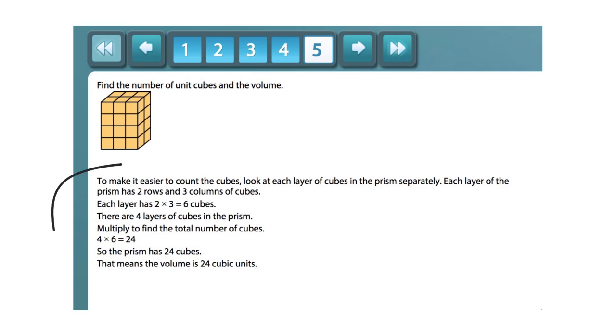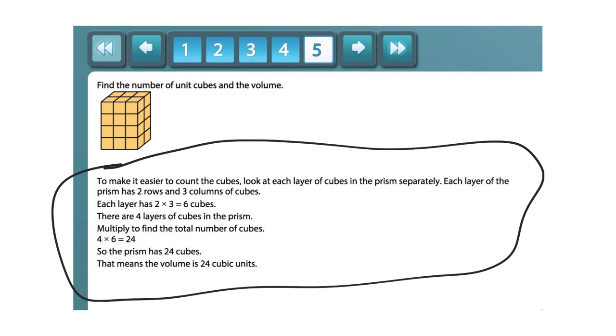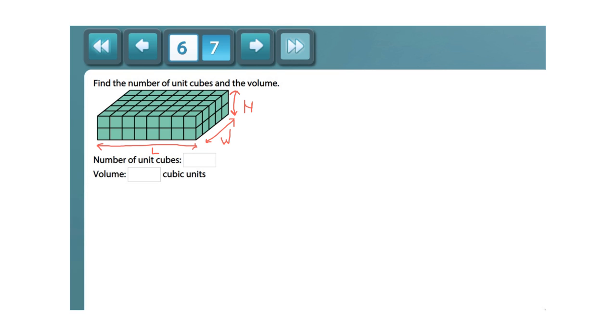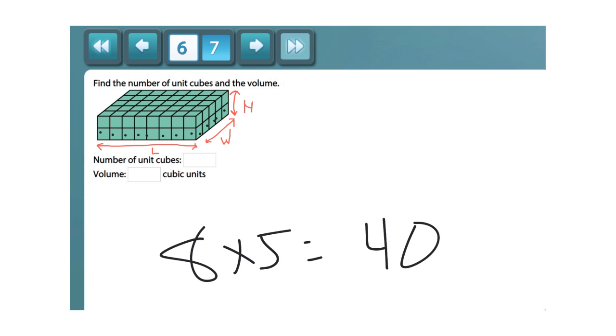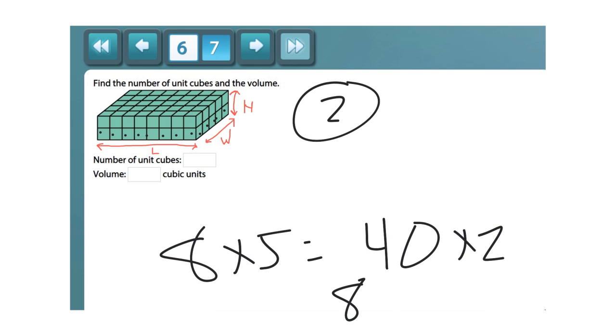Here's the ThinkCentral explanation. Go ahead and pause the video and read that. It says basically you're taking each layer or the base and you're multiplying it by the height. How many cubes to build this? Well, if you count the length, 1, 2, 3, 4, 5, 6, 7, 8. 8 times 1, 2, 3, 4, 5. 8 times 5 for the base, which is 40, and it is 2 units tall, so 40 times 2 would make 80 cubic units.